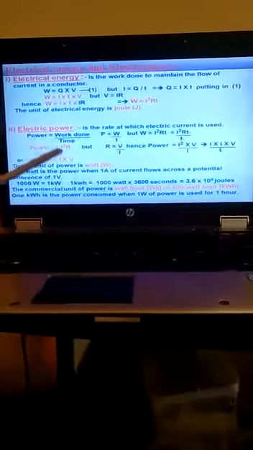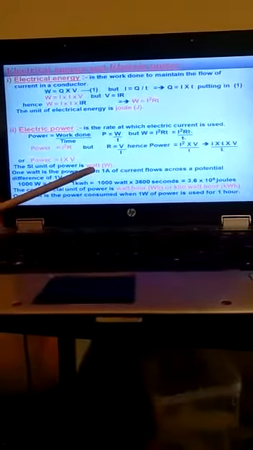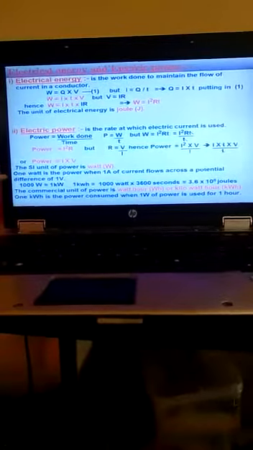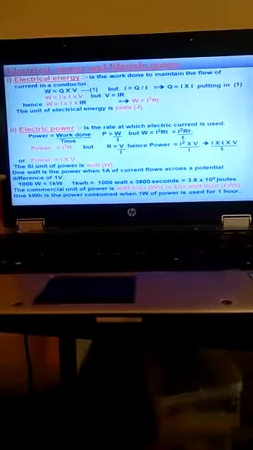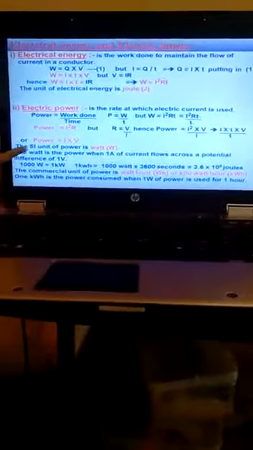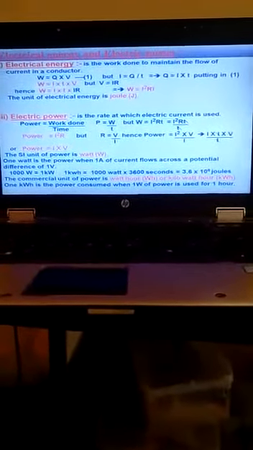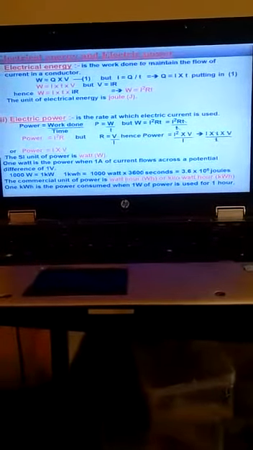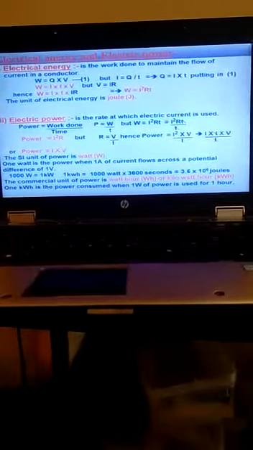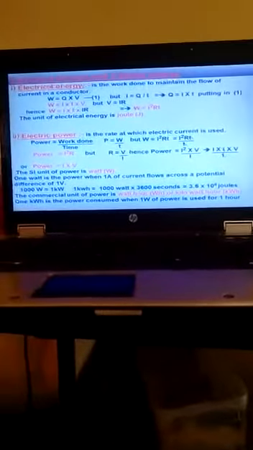As you know, power is calculated in watt. Very important question: what is 1 watt of power? 1 watt is that power when a current of 1 ampere flows across a potential difference of 1 volt.